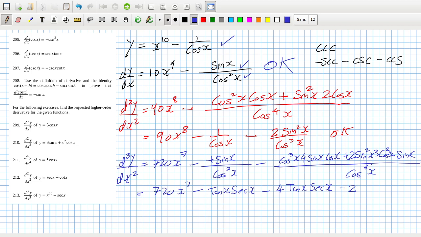Minus 6 sine squared times sine is sine cubed over cos cubed is tan cubed, and then cos squared over cos cubed, that's sec. So that's 720 x power 7 minus 5 tan x sec x minus 6 tan cubed x sec x.